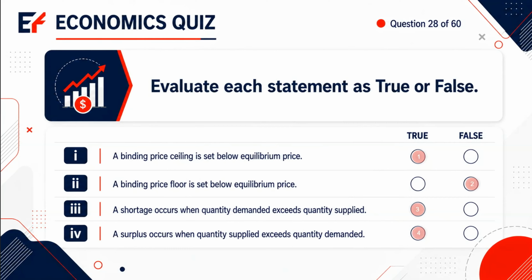Let's lock in the price control logic. A binding price ceiling is a maximum legal price that sits below equilibrium, so it prevents price from rising to the market clearing level. A binding price floor is not below equilibrium. It must be above equilibrium to force the market price higher than it would naturally be. A shortage happens when buyers want more than sellers are willing to supply, while a surplus happens when sellers offer more than buyers want to purchase. Remember, ceilings create shortages when binding, and floors create surpluses when binding.